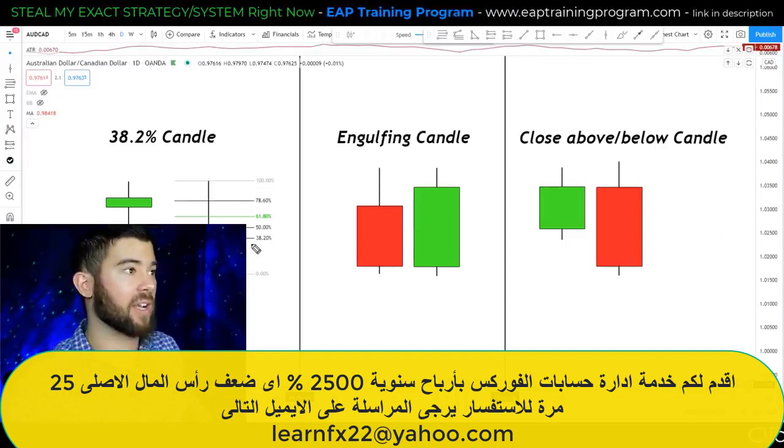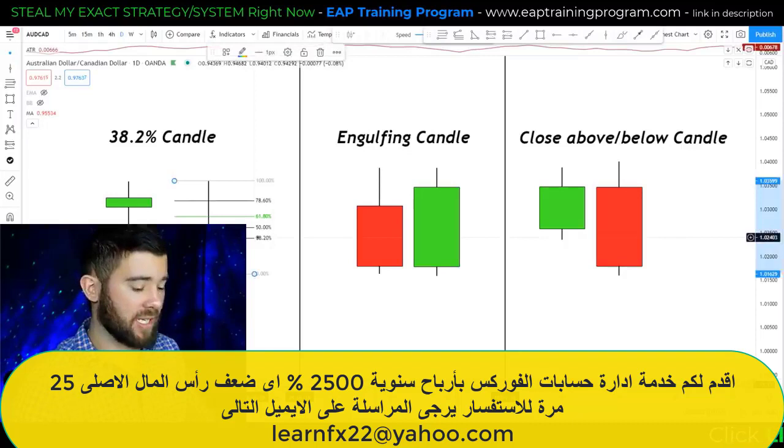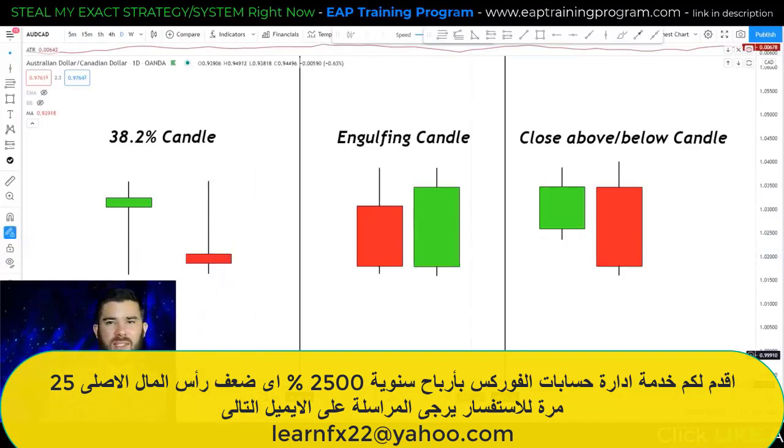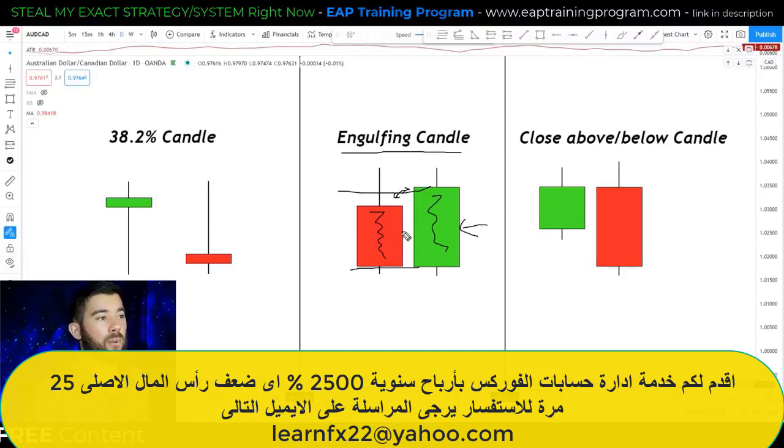So next, after the 38.2% candle, we have the engulfing candle. This is a candle you've probably heard of and you may already know how to identify, but in the Forex market, the way I identify an engulfing candle is a candle that has a larger body than the previous candle and that changes colors. So for a bullish engulfing pattern, I need to see that the previous candle was red, that the next candle is green, and that the green candle has a larger body than the previous candle. That is a bullish engulfing candle for me.